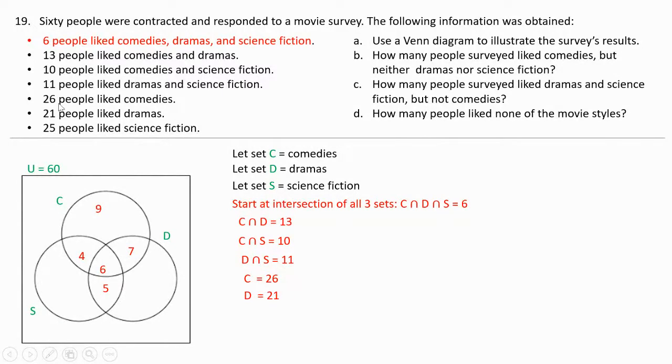Now D, for dramas, there are 21 people who like dramas. So we're right here, which means all of these must equal 21. I have 6 and 5, which is what? 11. 11 plus 7 will be 18. So what's missing here will be 3.